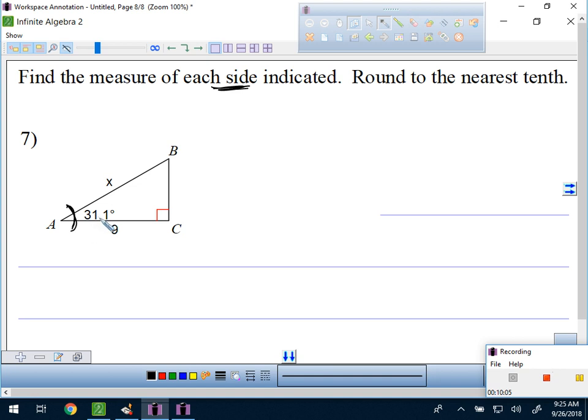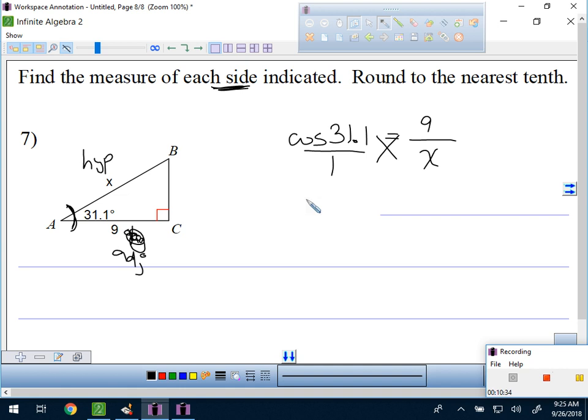Now, if that's the angle I give you, that means that the 9 is the adjacent, ADJ, and then the x is the hypotenuse. So since I know adjacent and hypotenuse, I'm going to use the trig ratio, cosine. So I'd write cosine of 31.1 degrees equals adjacent, which is 9, over hypotenuse of x. And so now you can just simply put this over 1, cross multiply, so I'm going to get x cosine of 31.1 is equal to 9, and then to solve this for x, divide by cosine of 31.1. And so that'll give me my answer for x.